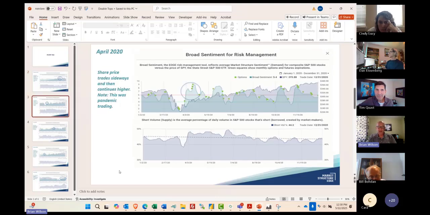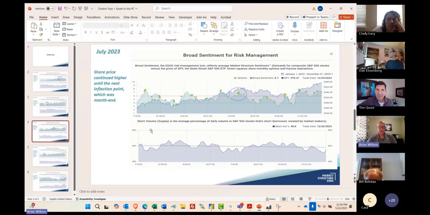If we look at April 2020, here's the sentiment top. We kind of trade sideways for a period of time, and then we continue to move higher. 2023, middle of a bull market. Here's that sentiment top. Once again, kind of a little bit of sideways trading, and then at month end we started to move a little bit lower.